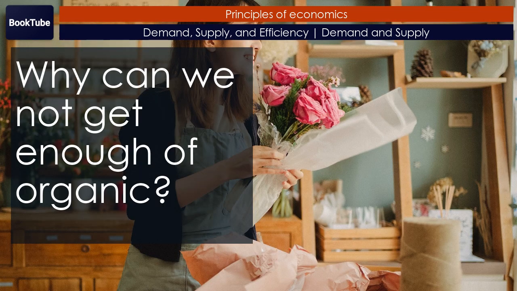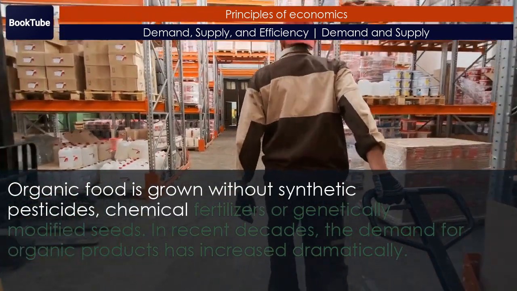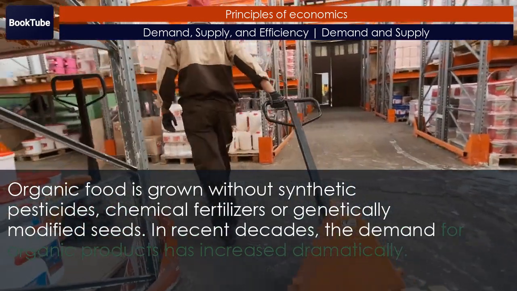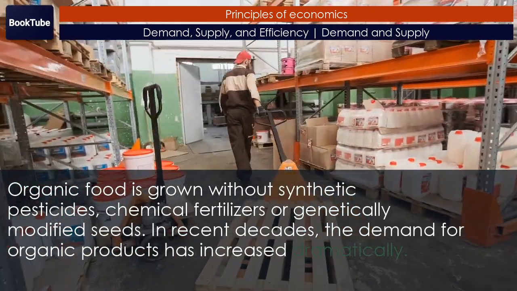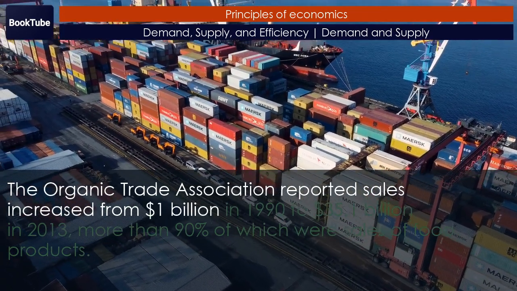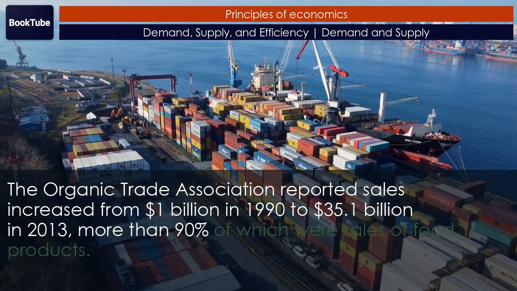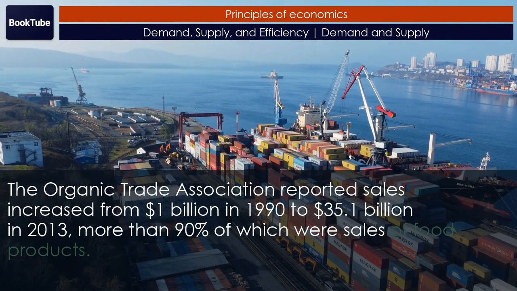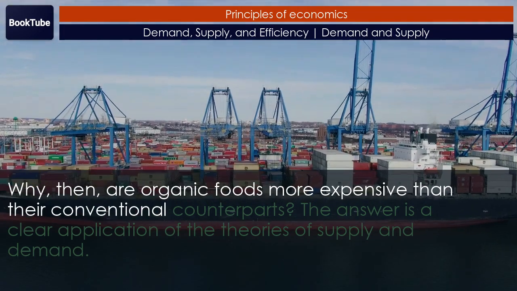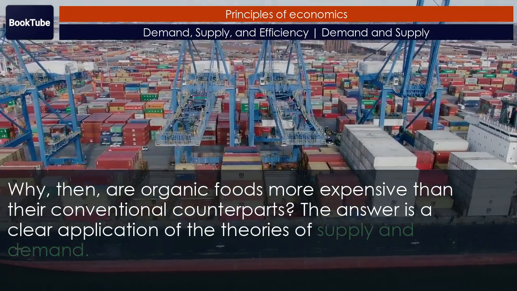Why can we not get enough of organic? Organic food is grown without synthetic pesticides, chemical fertilizers, or genetically modified seeds. In recent decades, the demand for organic products has increased dramatically. The Organic Trade Association reported sales increased from $1 billion in 1990 to $35.1 billion in 2013, more than 90% of which were sales of food products. Why, then, are organic foods more expensive than their conventional counterparts? The answer is a clear application of the theories of supply and demand.